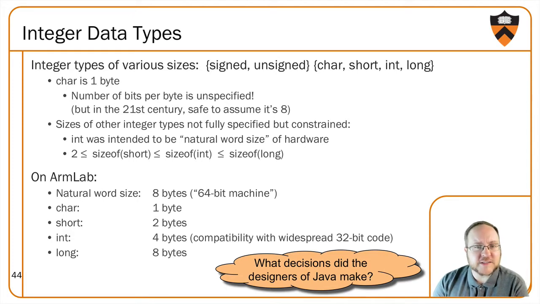Java made a different design decision. It explicitly specified all of the sizes. For one, there was no concept of a natural word size because the underlying hardware doesn't matter to Java. We're always working in the environment of the JVM. Additionally, Java changed from char as the base type with 1 byte to byte as the base type with 1 byte, with char actually being 2 bytes.